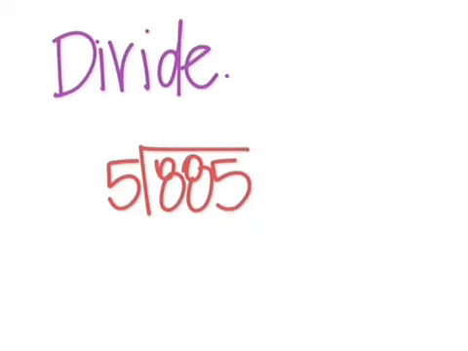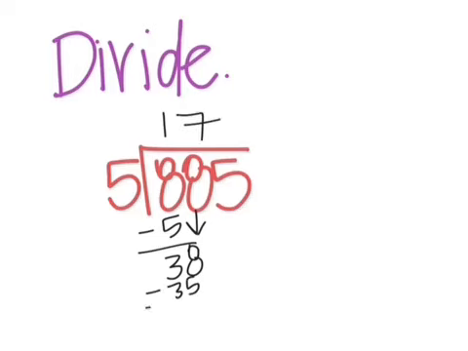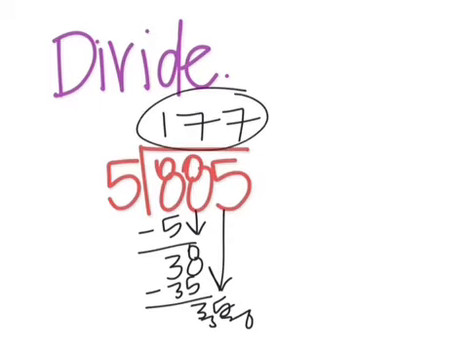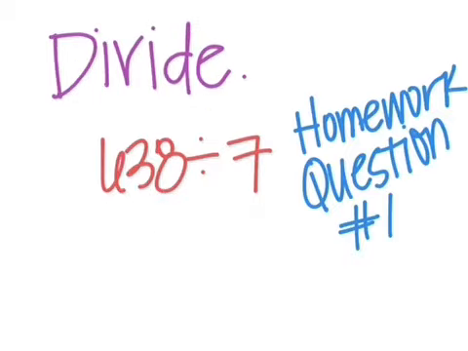Okay, let's do another one. This one's already set up for us. 5 can go into 8 1 time. So I subtract. I have 3 left over. Bring down my next number. 5 into 38. Well, I know 5 times 7 is 35, and 5 times 8 is 40, which is too much. So it would have to be 7, which is 35, and I subtract. I get 3. I bring down my next number. 5 into 35, I know is 7, and it's exactly 35, so I'd be left with 0. So my answer is 177.